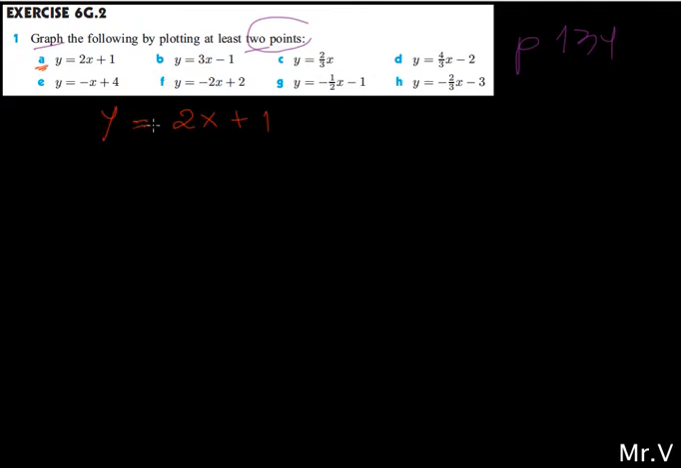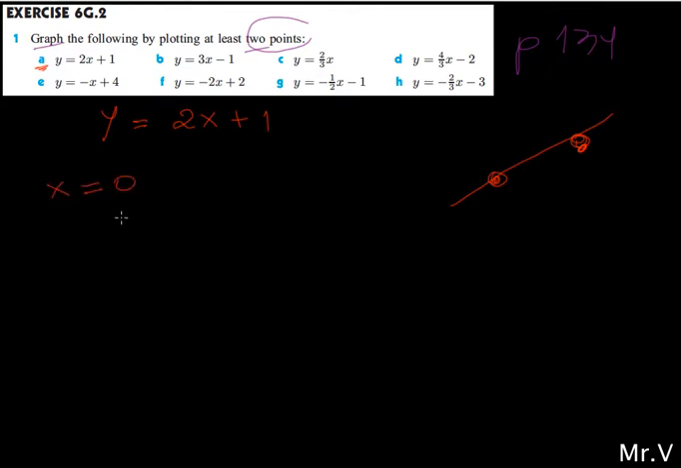There are 2 points that belong to this line. So what they're asking me is simply to find 2 points that belong to this equation of the line and then just draw it. Okay, so how do I find those points? Easy. The first point is the simplest.